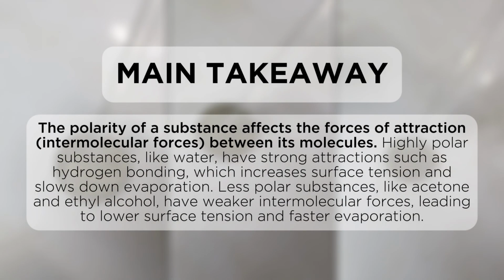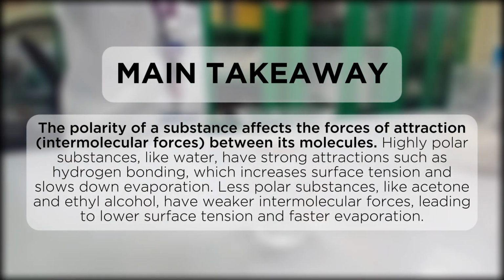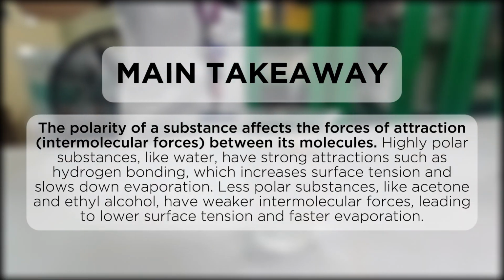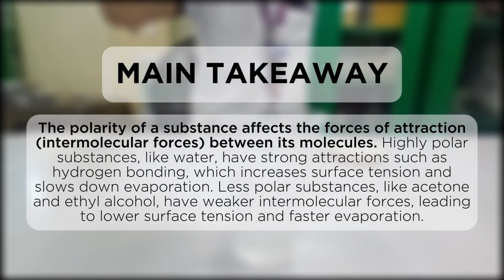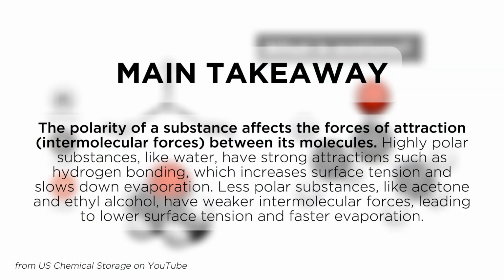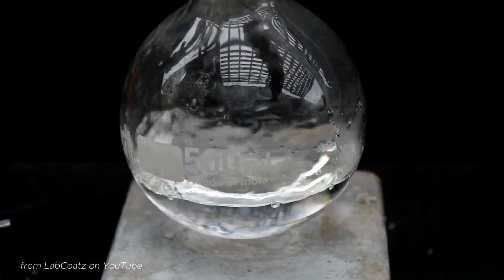The polarity of a substance affects the forces of attraction, or intermolecular forces, between its molecules. Highly polar substances, like water, have strong attractions such as hydrogen bonding. This increases surface tension and slows down evaporation. Less polar substances, on the other hand, like acetone and ethyl alcohol, have weaker intermolecular forces, leading to lower surface tension and faster evaporation.